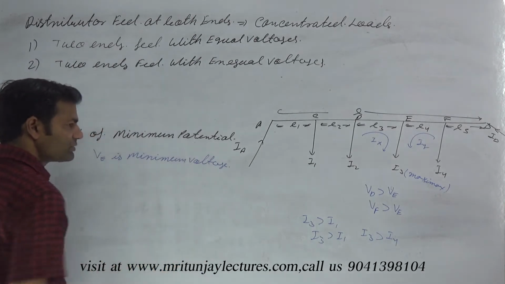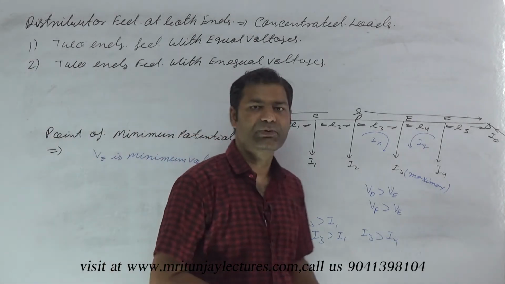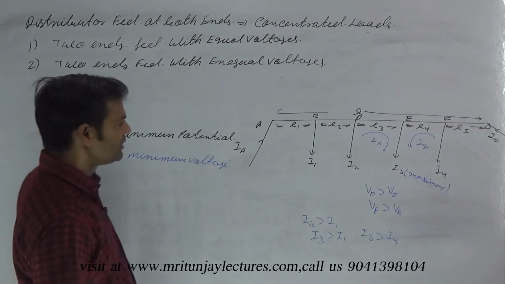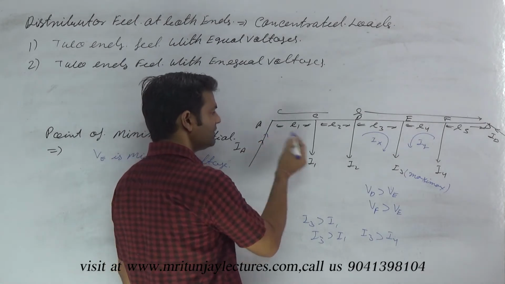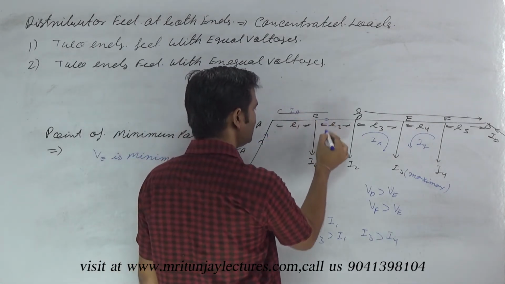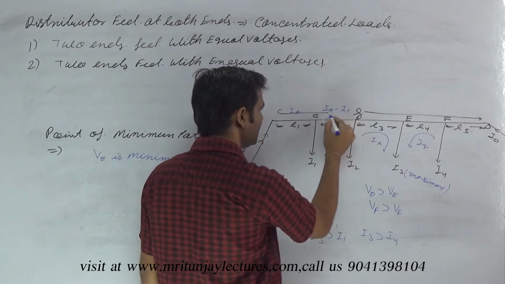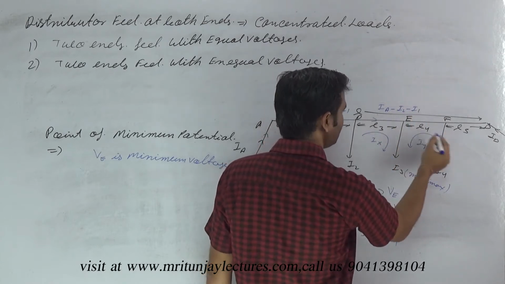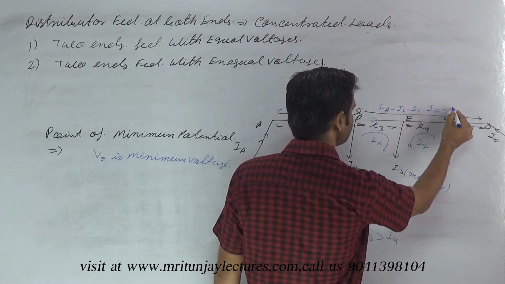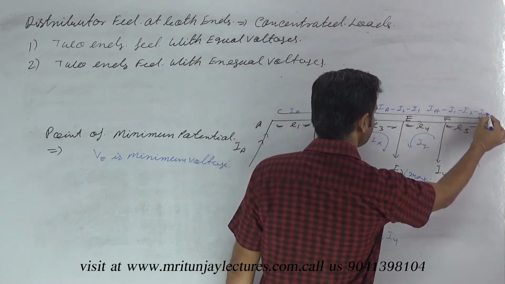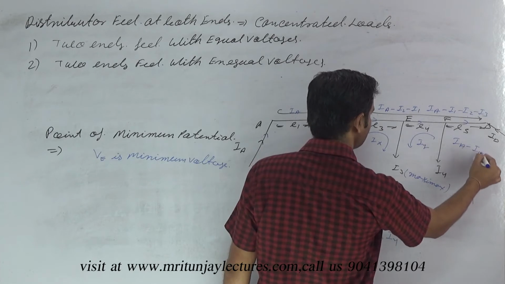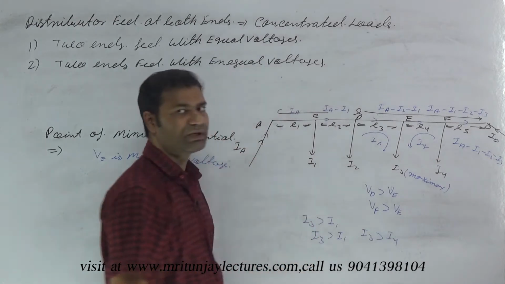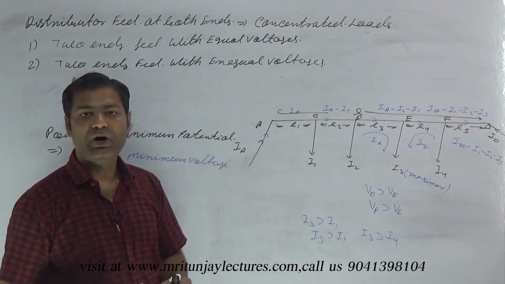So most of the time the question asks about this. How can we determine the minimum voltage? This current is IA. In the next section the current is IA minus I1, then IA minus I1 minus I2, and here IA minus I1 minus I2 minus I3. For simplicity, we have taken the current in terms of IA. Okay, so how can we solve it?